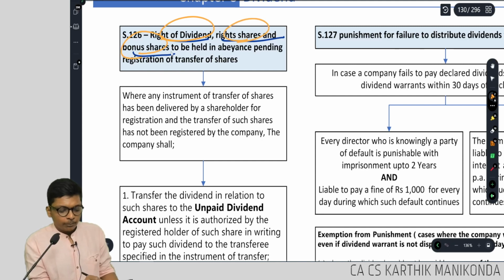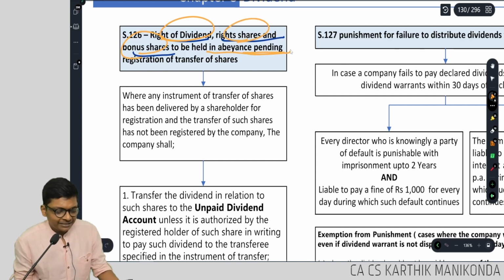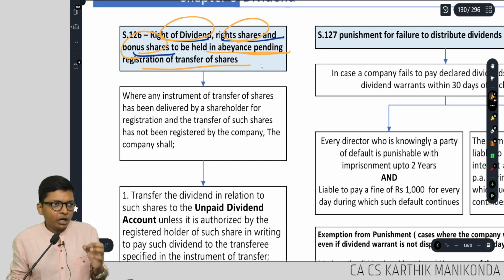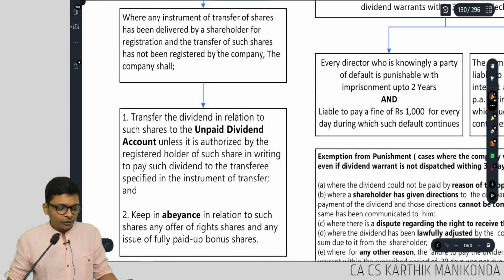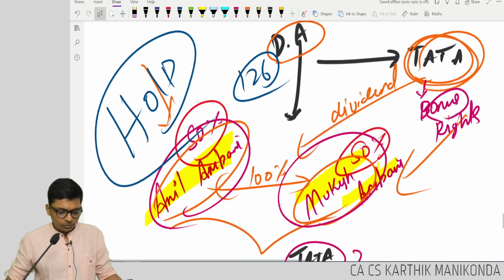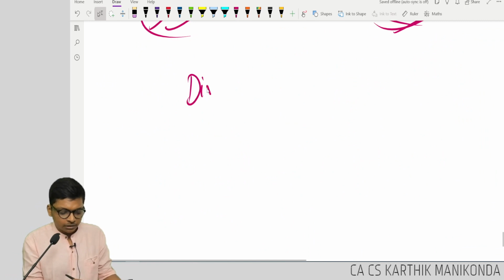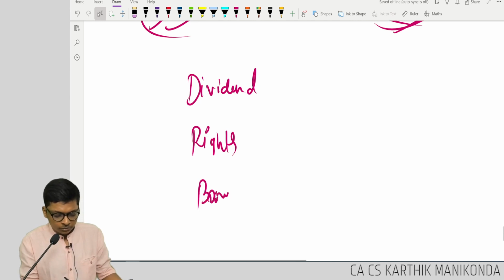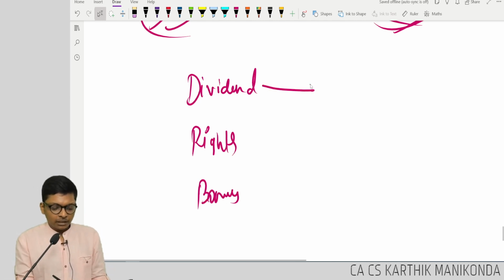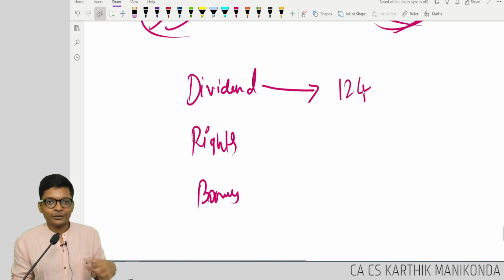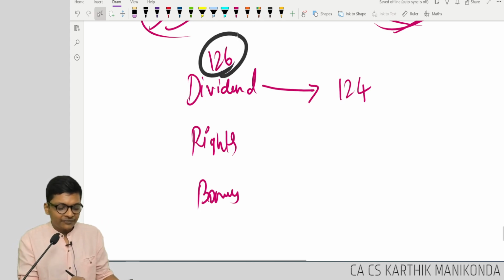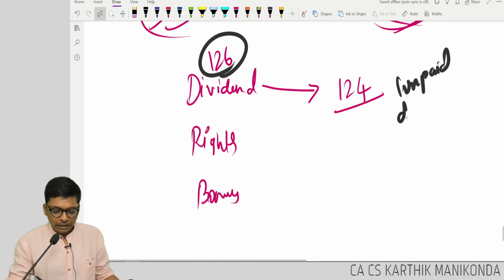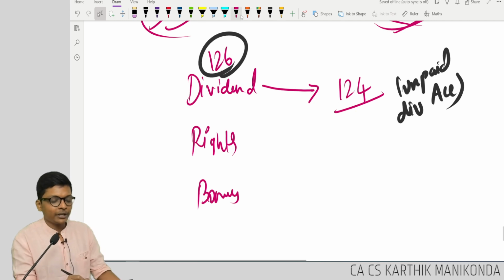Dividend, rights and bonus shall be kept in abeyance pending registration of transfer of shares for any issue. Are you following, guys? So what they are saying, how to keep in abeyance? We have three things: dividend, rights, bonus. Dividend kept in abeyance means I will transfer to section 124. What is that? Unpaid dividend account. I won't pay. So 126 tells if there is any issue in payment of dividend, it will be transferred to 124, which is unpaid dividend account. Are you following, guys?